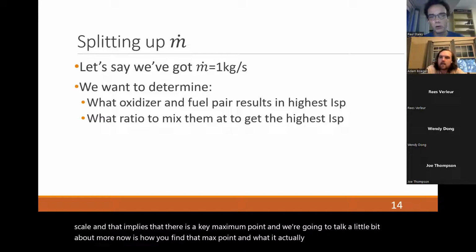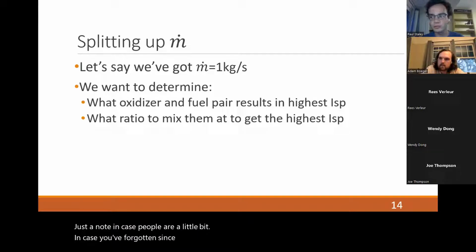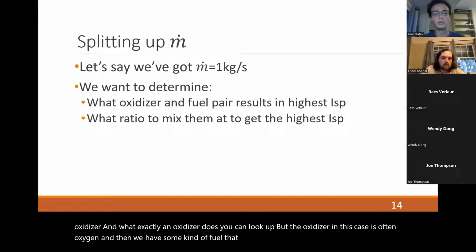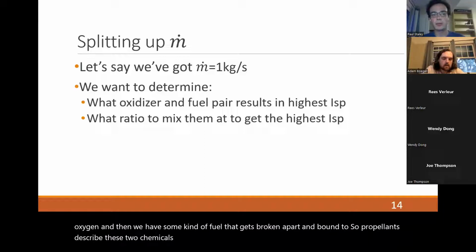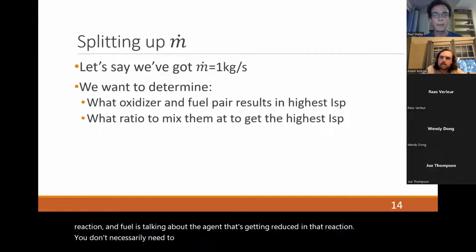Also, just a note, in case you've forgotten since you took 124, all combustion is a reaction with some kind of oxidizer. What exactly an oxidizer does, you can look up. But the oxidizer, in this case, is often oxygen. And then we have some kind of fuel that gets broken apart and bound to. So propellants describe these two chemicals. Oxidizer is talking about the oxidizer in a combustion reaction, and fuel is talking about the agent that's getting reduced in that reaction. You don't necessarily need to think about it as fire, and perhaps more as just a reaction that happens to release a lot of heat.